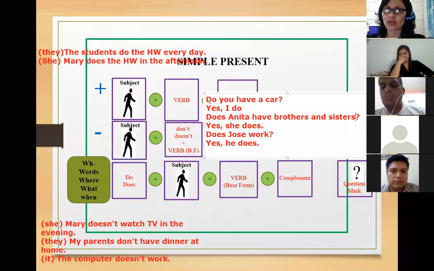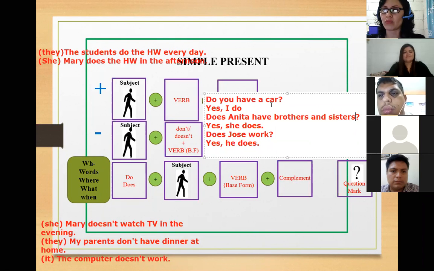Do, aquí está el auxiliar. Subject, you, verb, have, a car, complement. And then I have does, auxiliary, Anita, subject, have, verb, brothers and sisters, complement, and question mark. And then I have does, auxiliary, Jose, subject, work, verb, and question mark. Okay? Acuérdense que el complemento es opcional. Algunas veces lo vamos a tener, algunas veces no.